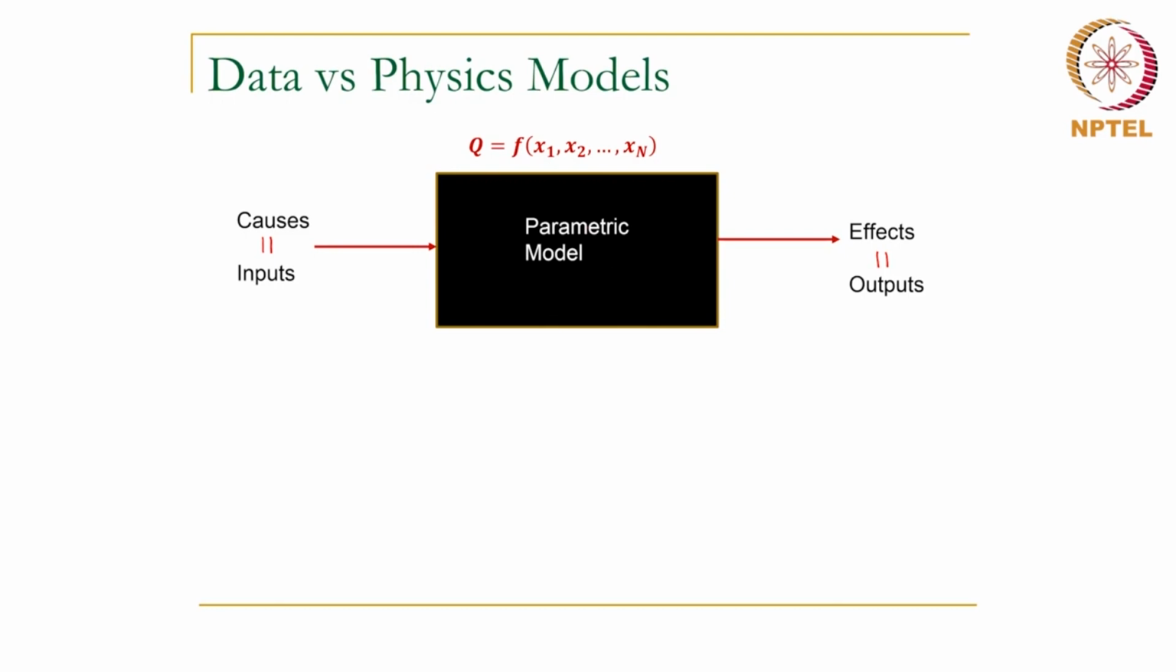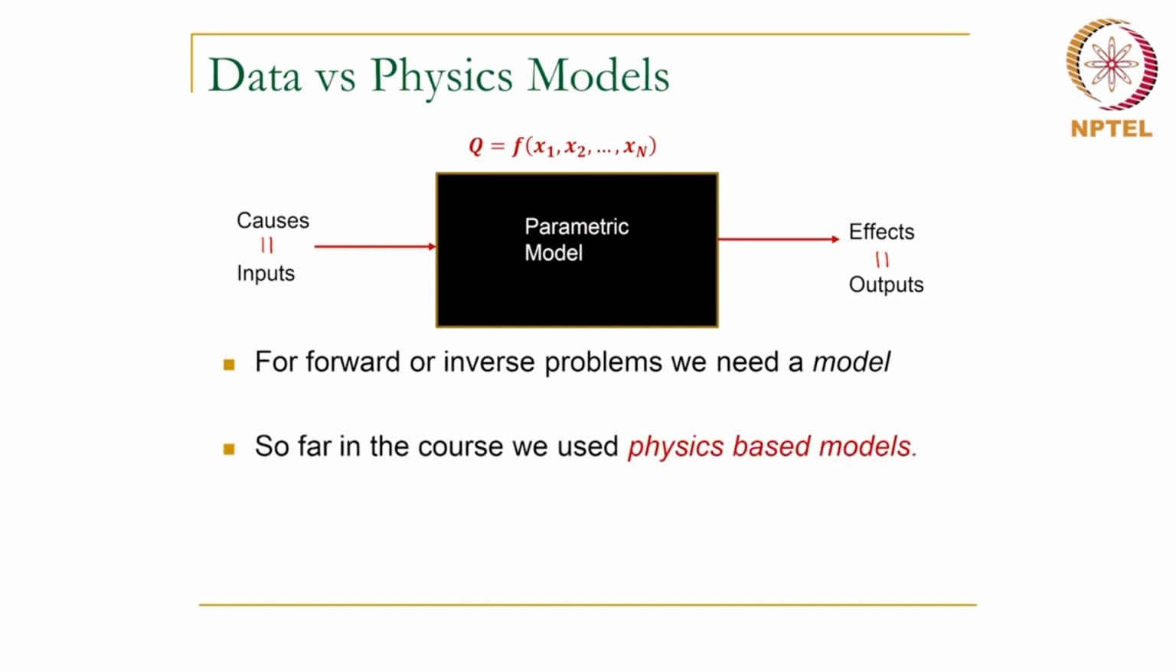Somehow I give all these inputs, the location, the time, the conductivity, and somehow I am getting out the desired output, which is the heat transfer. Whether you are doing a forward model or an inverse model or inverse problem, you need a model. So this model says, how are my inputs related to my outputs? So far, in all the cases, you have used a physics-based model.